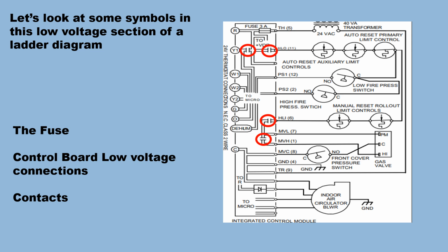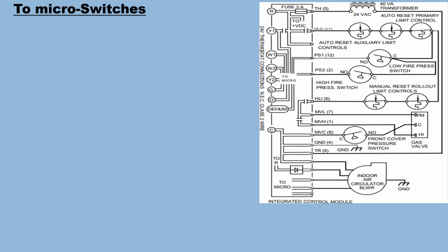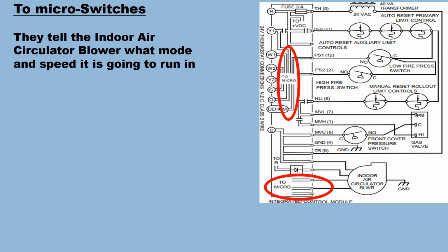I'm struggling here, folks, with my laser pointer. And then contacts. And the micro switches tell the indoor air circulator blower what mode and speed it's going to run on.